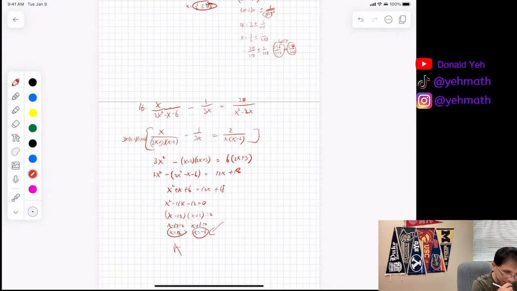Are any of them causing zeros? No, none of them cause zeros. So both answers count, I think, because you check the bottom: are they going to go undefined? No.